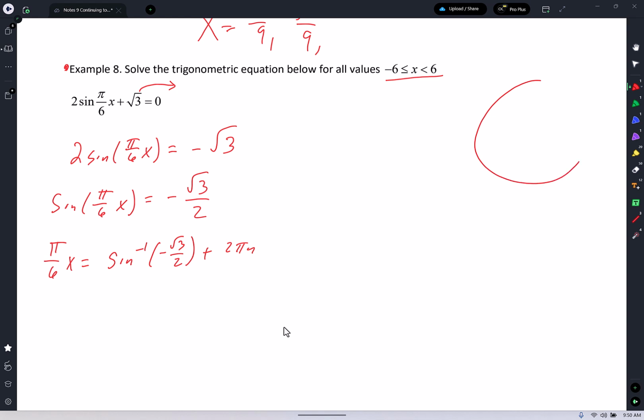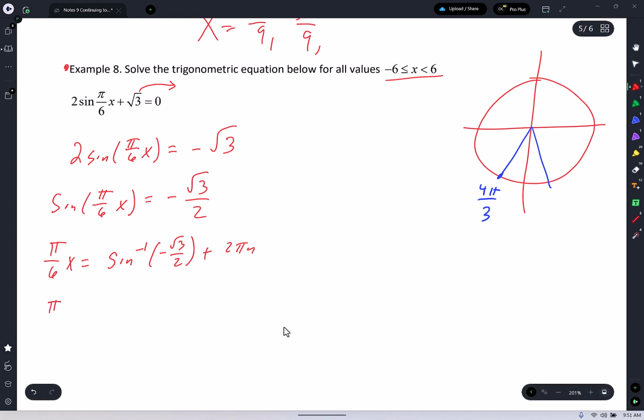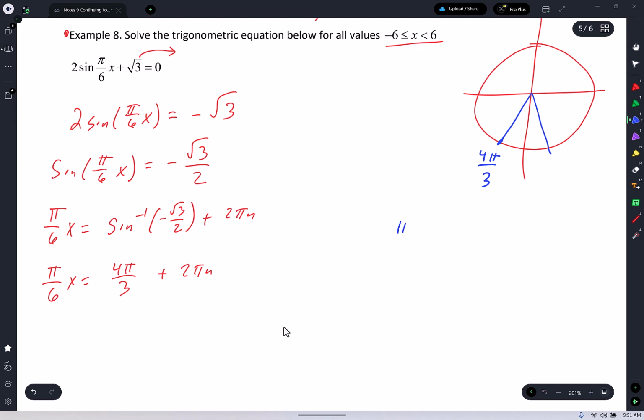All right, on the unit circle, this is why we emphasize it so much. Where is sine negative square root of 3 over 2? No, that's cosine. Where is sine negative square root of 3 over 2? It's in quadrant 3 and quadrant 4. Something over 3. 4 pi over 3, and so there it is. So I'm going to write pi over 6x equals, the first one is 4 pi over 3 plus 2 pi n. And I'll write the other one on the other side: pi over 6x2 equals 5 pi over 3 plus 2 pi n.